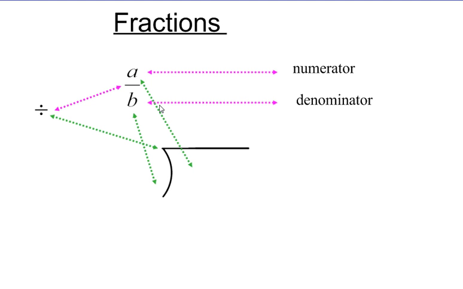That way, when we go to do long division to figure out what this is turned into as a decimal, we would put the numerator inside underneath here, and the denominator would go outside, so that we would be able to change that fraction into a decimal.